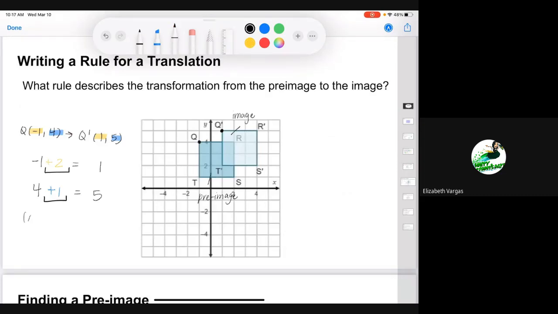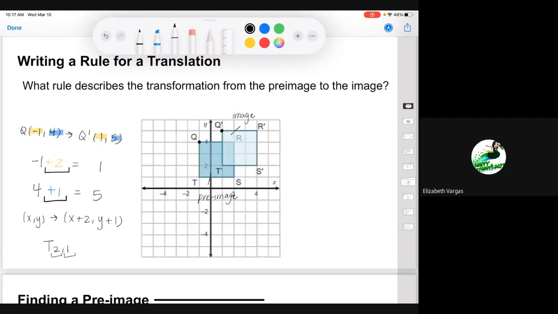So I can create the following mapping rule. X plus 2, y plus 1. Or if I wanted to write the function rule, 2 and 1, right? Same thing, it tells me to add 2 to x, add 1 to y. All right? Any questions about this?